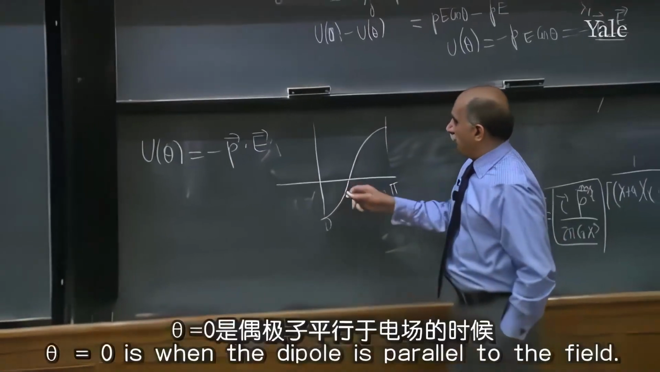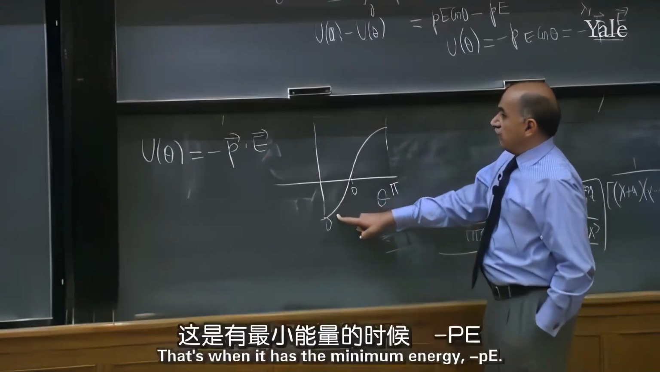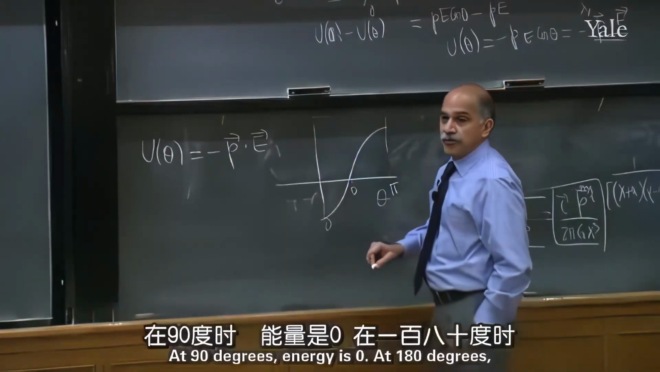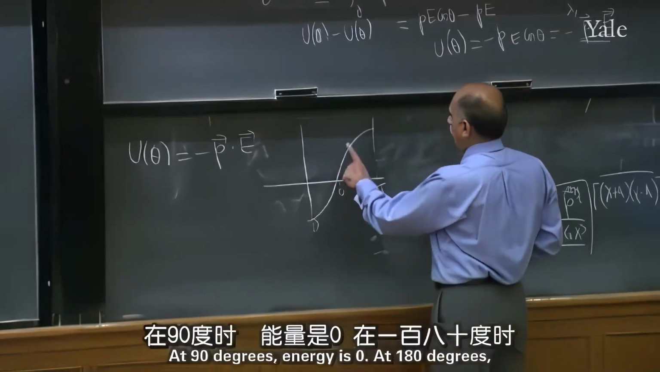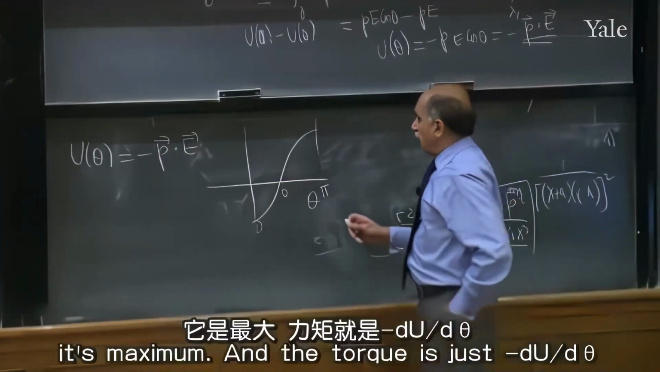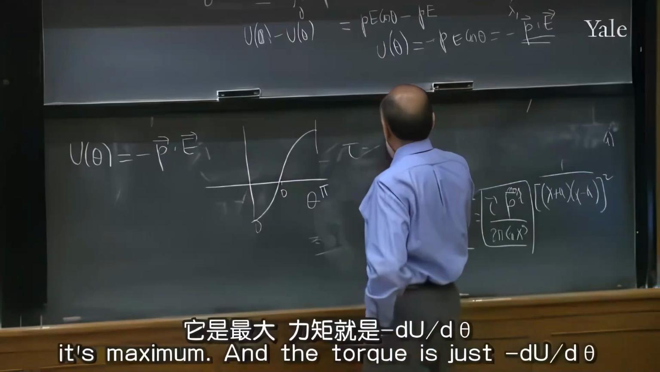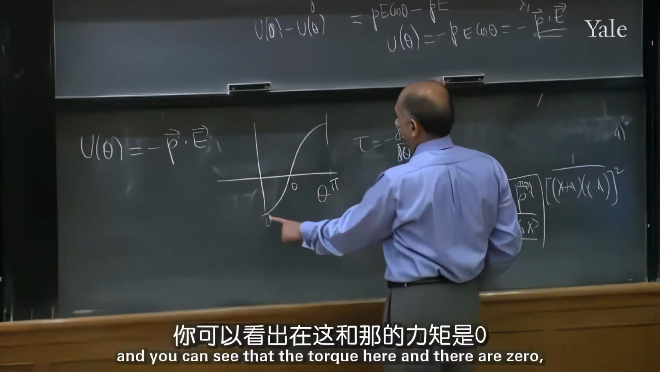Theta equal to 0 is when the dipole is parallel to the field. That's when it has the minimum energy, minus PE. At 90 degrees, energy is 0. At 180 degrees, it's maximum. And the torque is just minus dU d theta. And you can see that the torque here and there are 0.